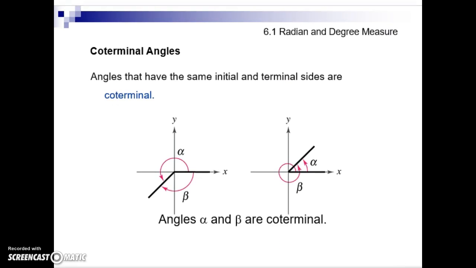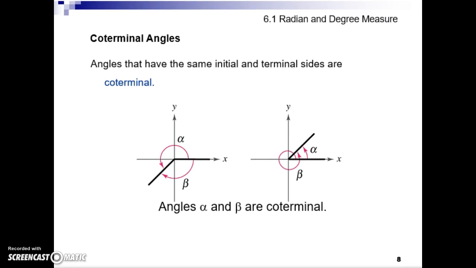Degree measure is something that we're really comfortable with, and so let's talk about coterminal angles. What does it mean for angles to be coterminal? Coterminal means that they share the same initial side and they share terminal sides. Here is angle alpha, that's a Greek letter, alpha, and here is angle beta, another Greek letter. You've probably seen theta. Theta is another common angle measure, another variable that we use quite often for angle measure.